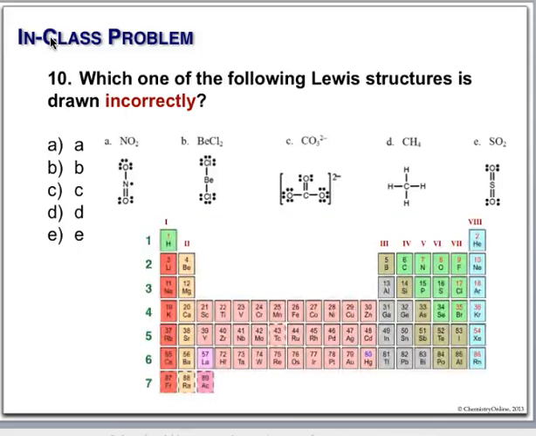Let's look at NO2 first. Nitrogen is going to be here in group 5, so that's 5 of us. We have 2 oxygens. They're 6 each, that's 12. We're looking at 17, aren't we? Here we have 8, 16, 17. That looks okay to me.